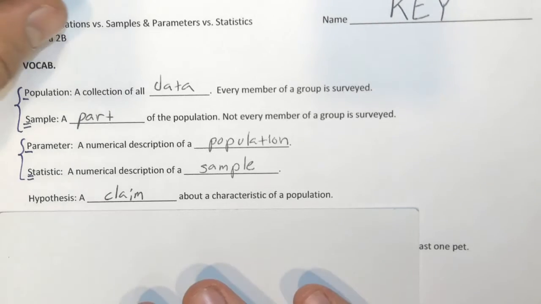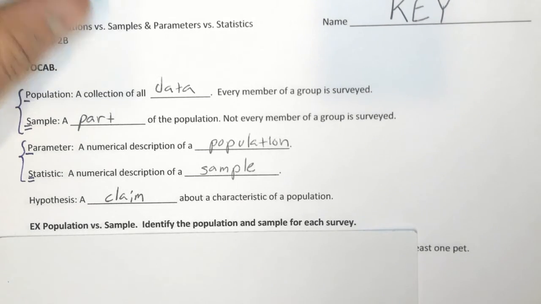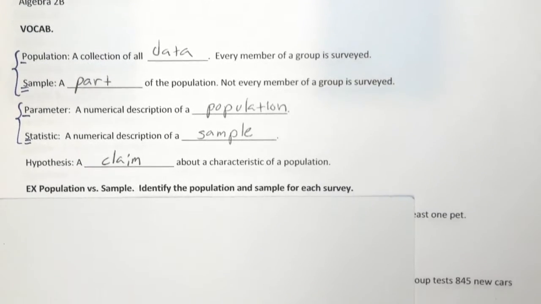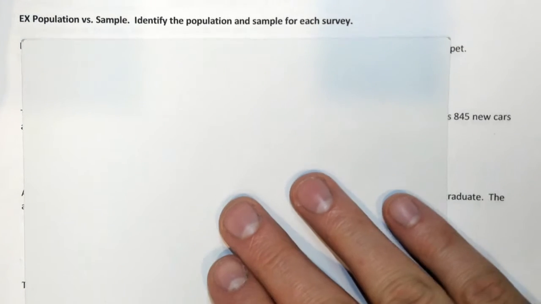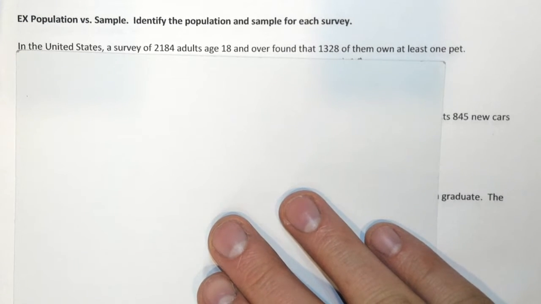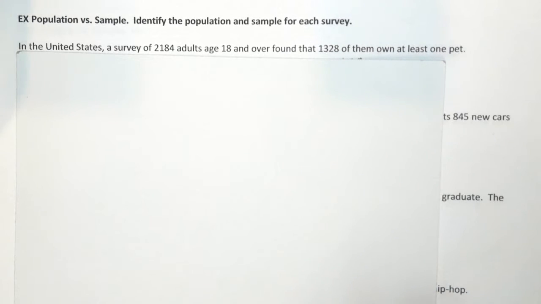Okay, let's start off with our first set of example problems. This first set of example problems is a really good one, and basically what we're going to be doing is looking at the similarities and differences between the words sample and population. I'm going to read a couple of example problems for you right here, and we're going to try to identify the sample and the population for each of them.